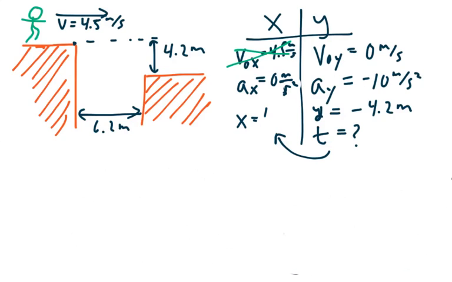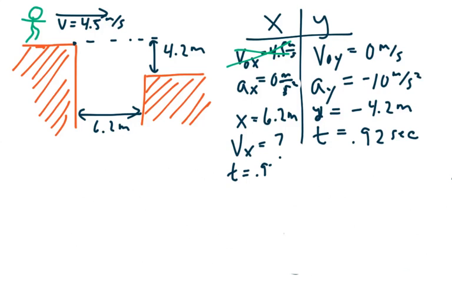In the x column, I'm going to add this 6.2 meters, and ask what velocity he needs in the x direction in order to make this jump. We already know the time it takes him to fall the 4.2 meters, so we can still use that time. It's independent of the horizontal velocity. That's the whole idea here, the independence of vertical and horizontal motion. So I'm going to fill in that time we calculated before, 0.92 seconds, and put it in the x direction too.